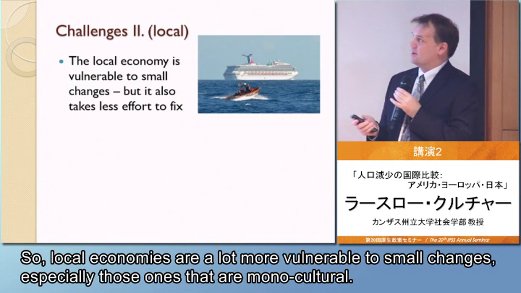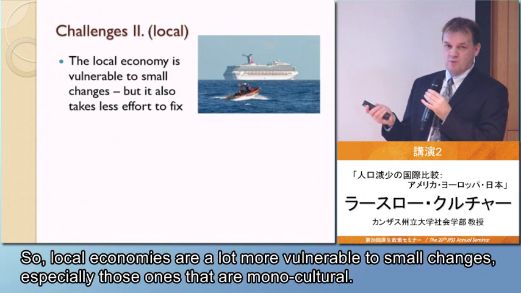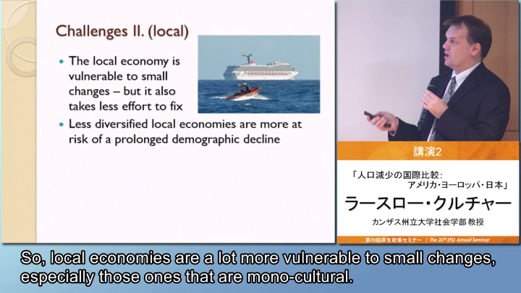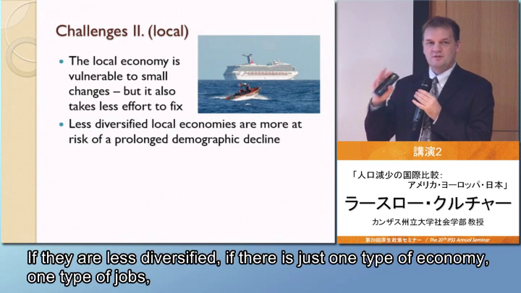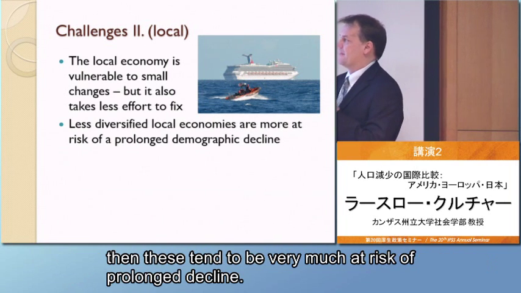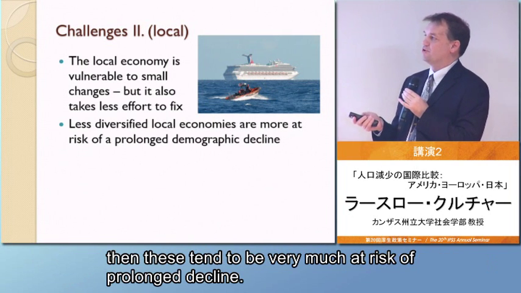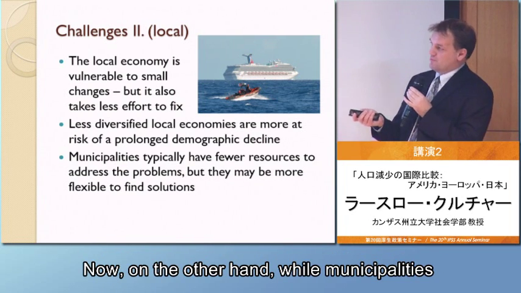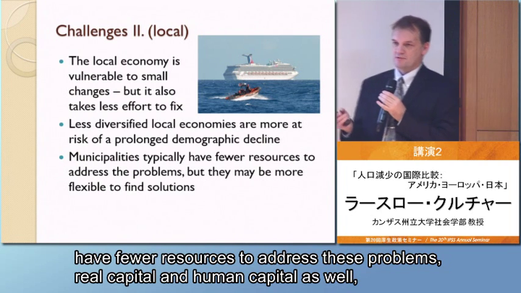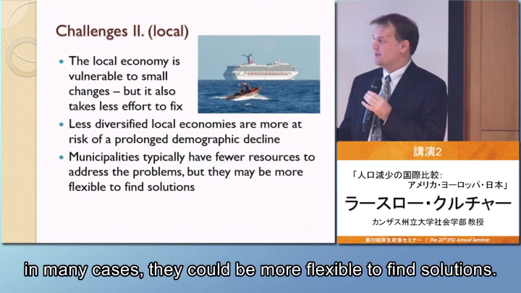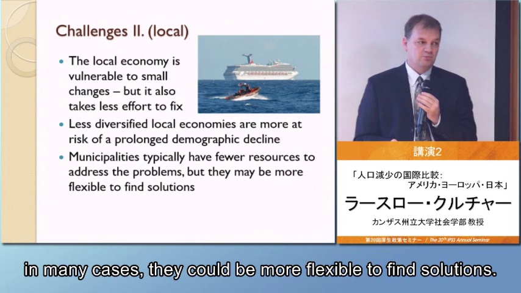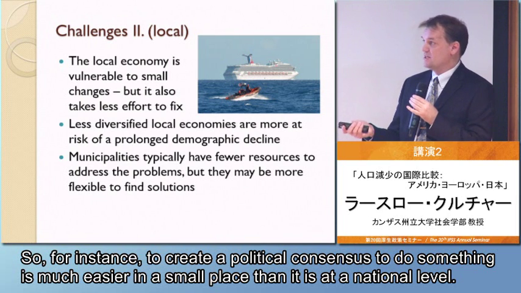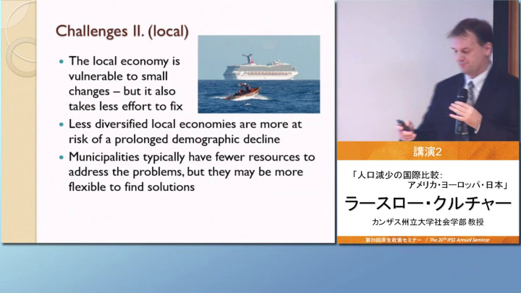So local economies are a lot more vulnerable to small changes, especially those ones that are monocultural. If they are less diversified, if there is just one type of economy, one type of jobs, then these tend to be very much at risk of a prolonged decline. Now, on the other hand, while municipalities have fewer resources to address these problems, real capital and human capital as well, in many cases, they could be more flexible to find solutions. So for instance, to create a political consensus to do something is much easier in a small place than it is at the national level.